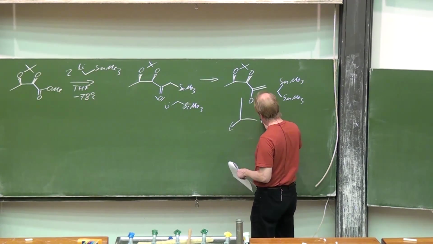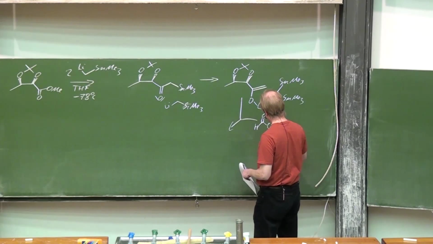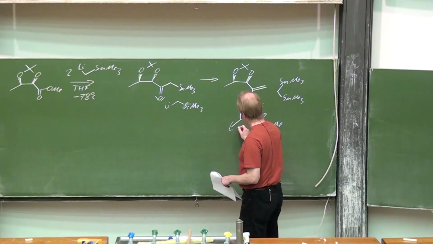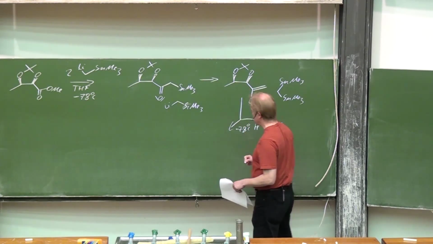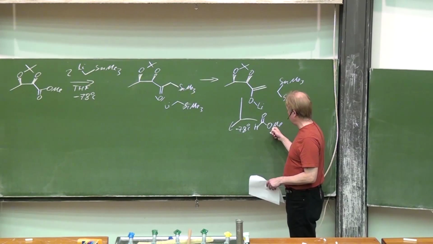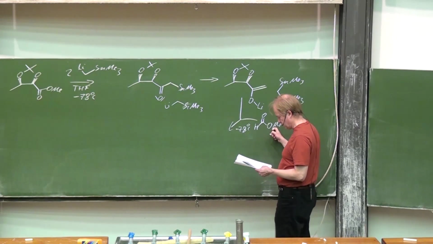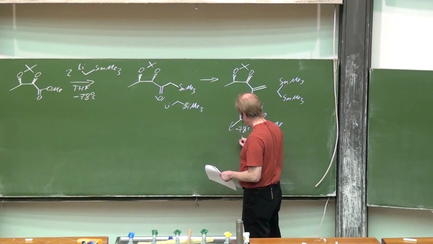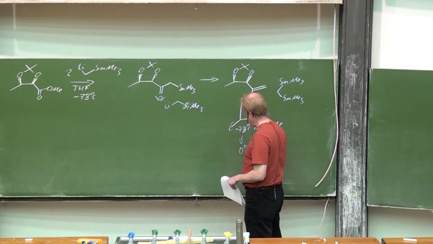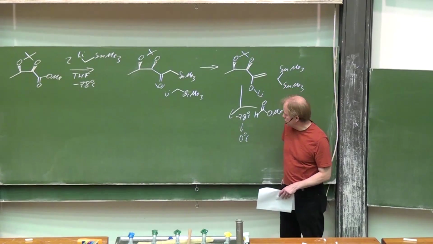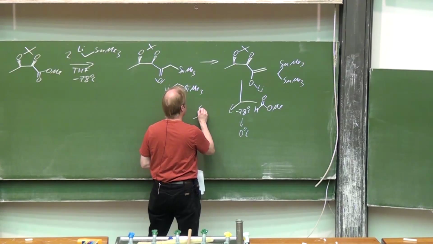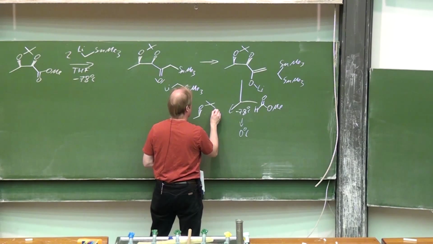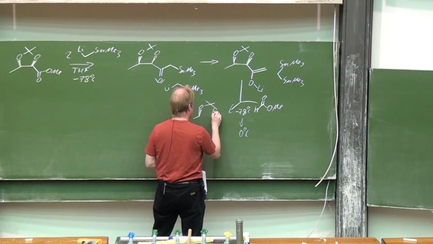Now we can add, at this temperature still minus 78 degrees, the formic acid methyl ester, slowly increasing the temperature to 0 degrees. And the ester condensation will take place.